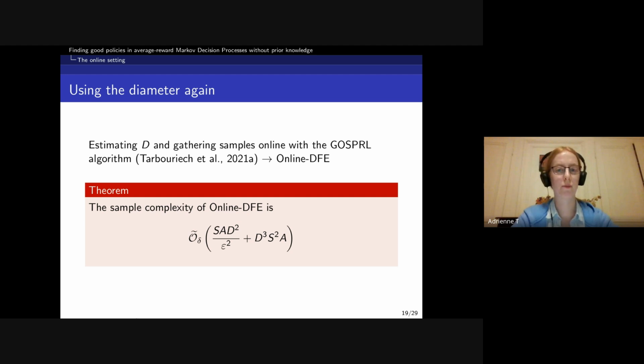Here, the sample complexity of online DFE is computed, and you notice that there's an additional D factor in the sample complexity, which is basically what is added by the GoSPRL procedure. Because if you want to go collect samples everywhere, you need to pay that diameter to travel throughout the MDP. And that's where it comes from. We don't yet know if that added D factor is necessary, but it's there so far.